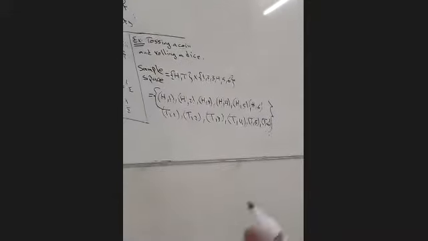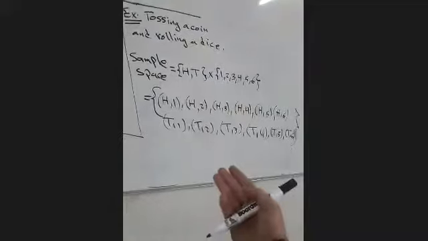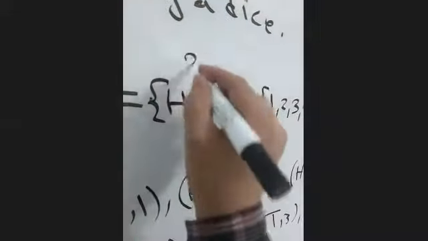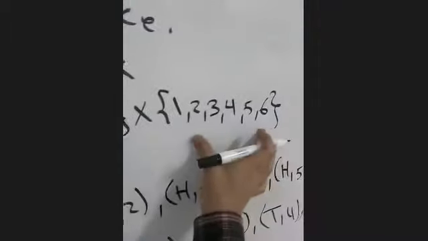1, 2, 3, 4, 5, 6, 7, 8, 9, 10, 11, 12. But can I know the number of the sample space before I write it? Yes. How many elements here? Two. How many elements here? Six. Two multiply six, 12.